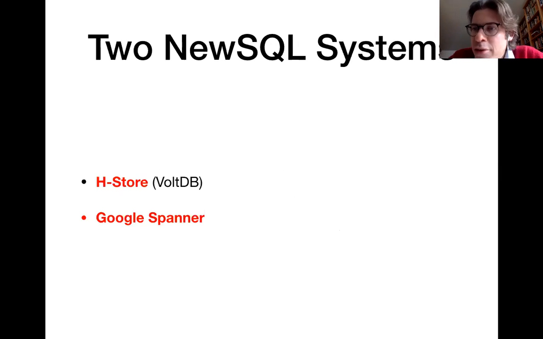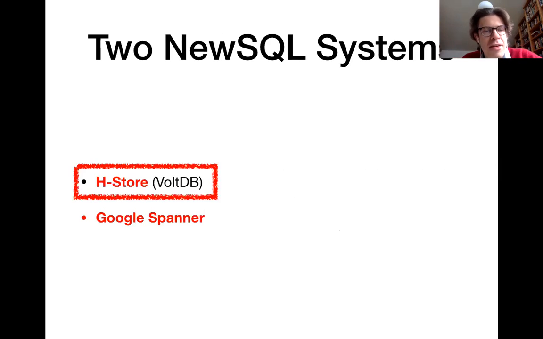We're going to discuss two systems in that category. The first one is HStore, which was also commercialized under the name VoltDB. And the other one is a product by Google, which is called Google Spanner. We start by discussing HStore.